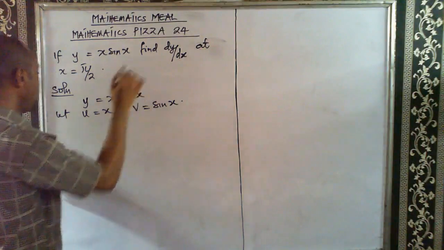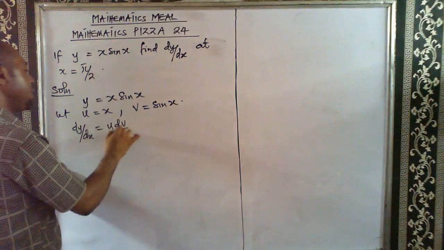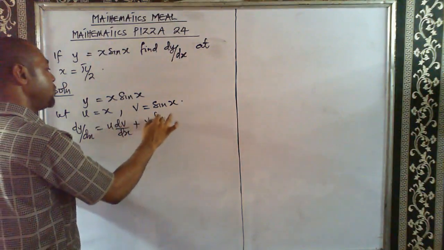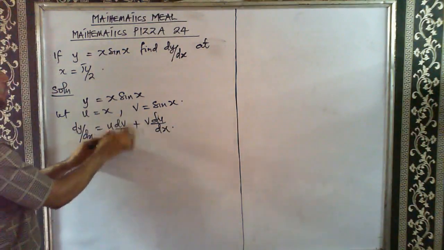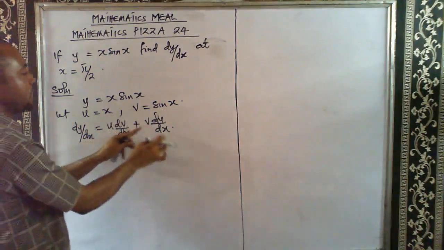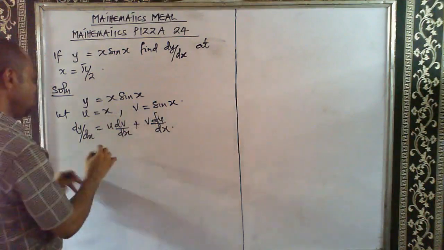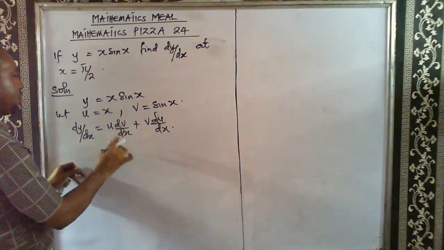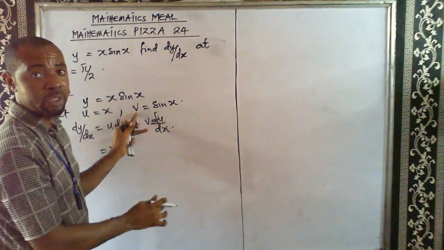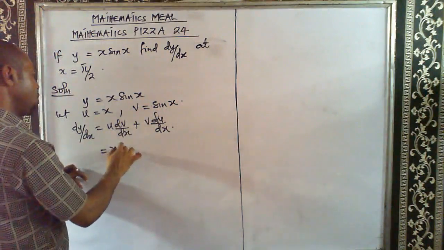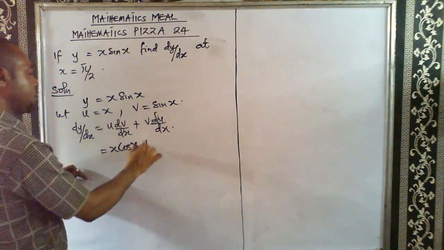And we know that the product rule is dy dx is equal to u dv dx plus v du dx. So what it means, keep u constant, which is this, differentiate v with respect to x, plus keep v constant, differentiate u with respect to x. That's easy. What is our u? x. dv dx will come here. Finding the derivative of v with respect to x will give me cos x, because derivative of sine x is cos x.